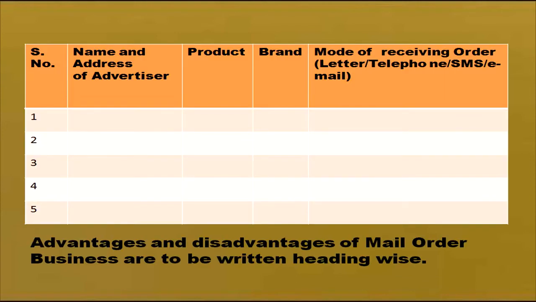Usually, mail order business is done mainly with the help of the postal department, or everything is done through post. That is, there is no direct contact between the seller and the buyer. The seller will advertise their products through newspapers, magazines or brochures, and the buyer will see those and give an order for any selected product, and the seller will send it to the buyer through post. Usually payment is made at the time of delivery. Nowadays online transactions are also becoming popular, where you use a debit card or credit card for payment.